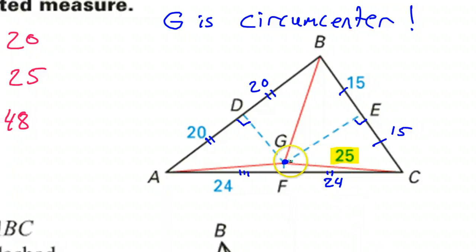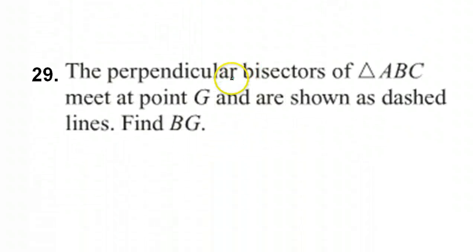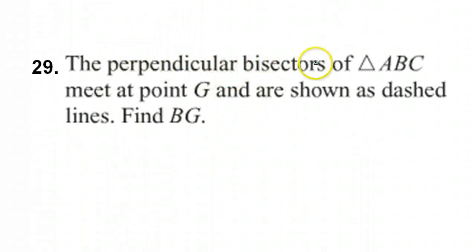Circumcenter is what G is. Now, I think number 29 is similar. The perpendicular bisectors of triangle ABC meet at point G. So once again, guys, that means point G is the circumcenter.